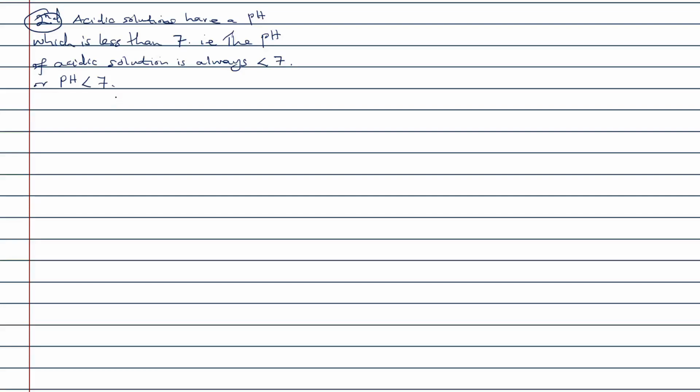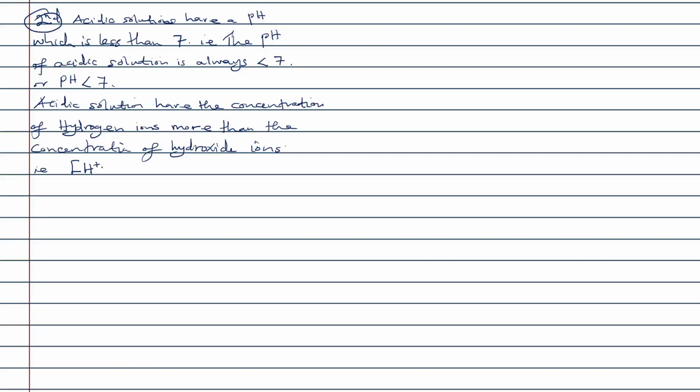And this implies that acidic solutions have a concentration of hydrogen ions more than the concentration of hydroxide ions. I can say in brackets, i.e., that the molar concentration of hydrogen ions is greater than the molar concentration of hydroxide ions for us to have the pH of a certain given solution being acidic.